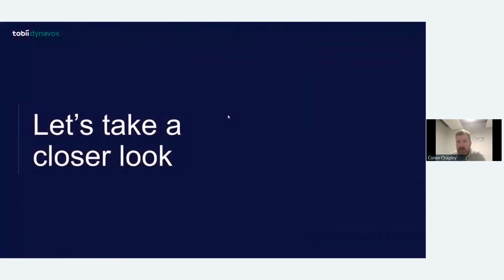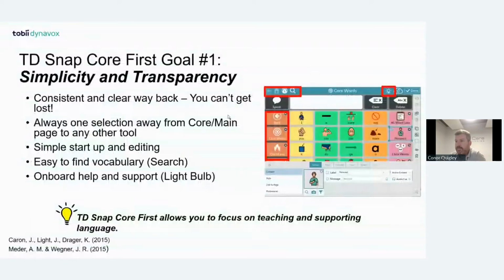Let's take a closer look at it. So goal number one, as I spoke about a moment ago, is making the software really easy, so you can focus on communication, you can focus on modeling, you can focus on supporting the user, and you're not bogged down in programming, etc., or getting lost in the software. So there's a consistent and clear way back. You always have the home button. You're always just one selection away from core. There's a simple startup and editing, an easy way to find vocab, and onboard help and support.